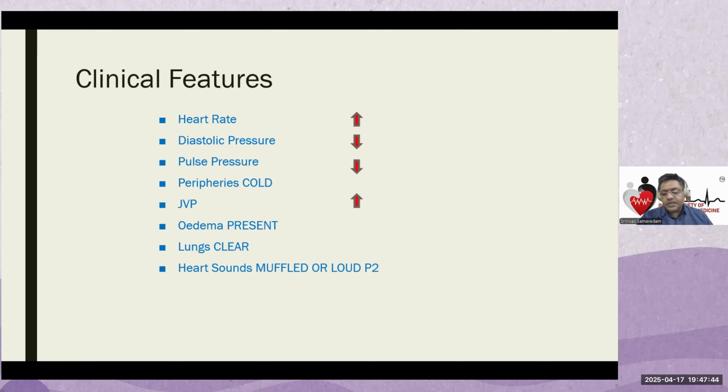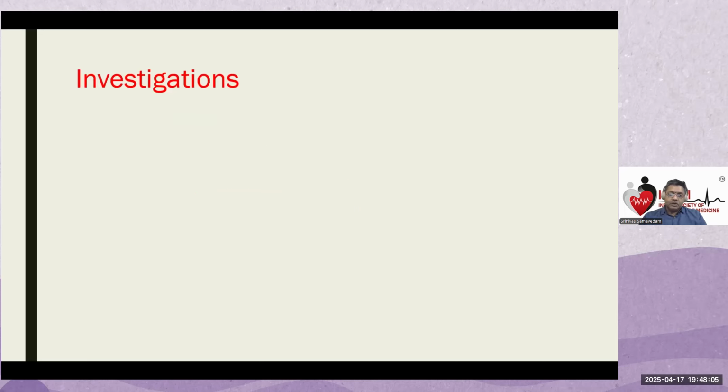Pulsus paradoxus is an important differentiating aspect for patients with obstructive shock. Here, the heart sounds are muffled if there is a pericardial effusion. If there is pulmonary hypertension, you could get a loud second heart sound, the Graham Steell murmur. So these are the features which help you to suspect that your patient probably has an obstructive shock.